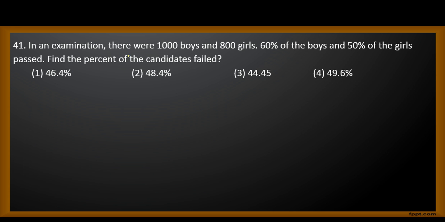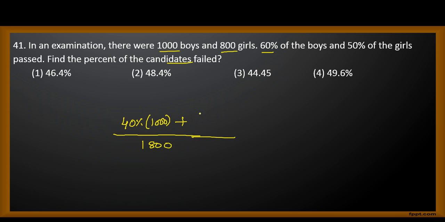In an examination, there were 1000 boys and 800 girls. 60% of the boys and 50% of the girls passed. Find the percent of the candidates failed. Total boys are 1000 and total girls are 800. Straight away, what is the total? 1800. Simple. What is asked? Find the percent of the candidates failed. Let us directly concentrate on the failed people. If 60% of the boys passed, it means how many failed? 40%. How many boys are there? 1000. So these are the failed in the boys category.